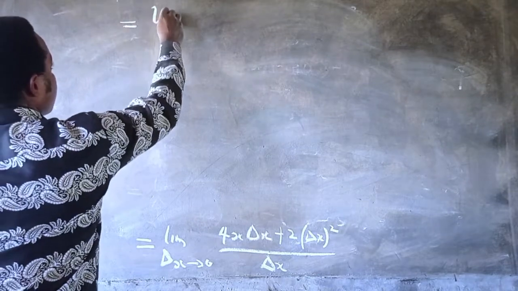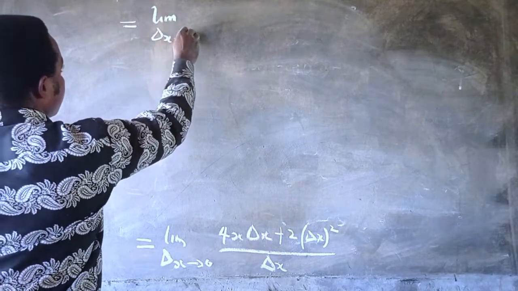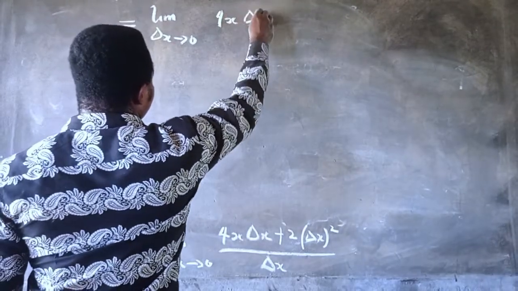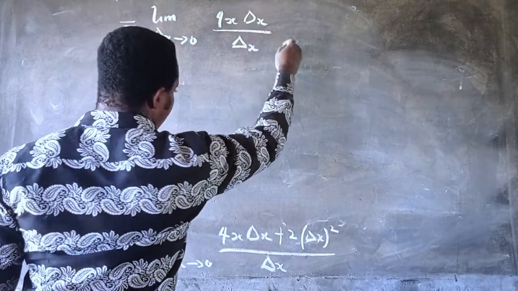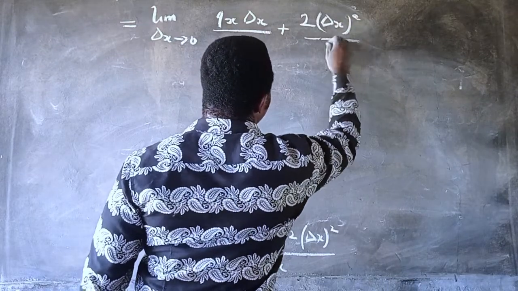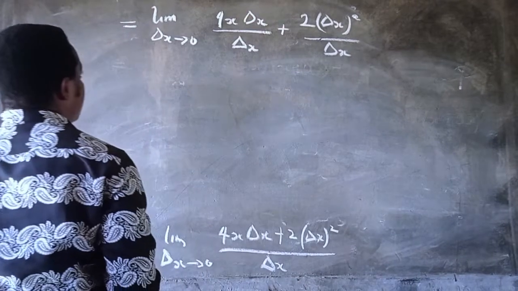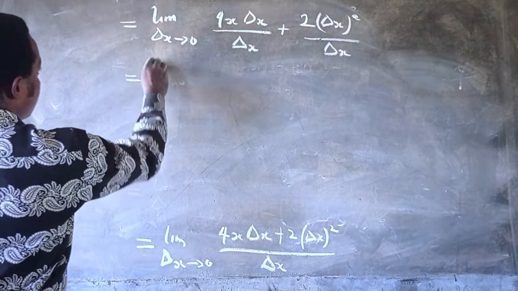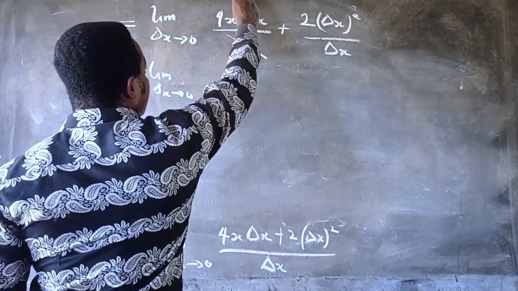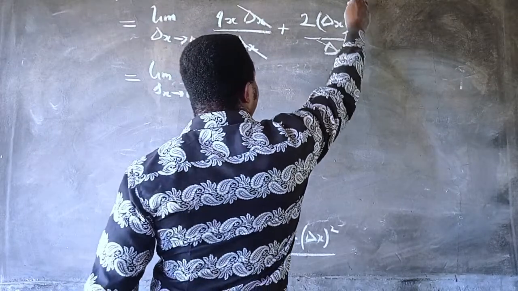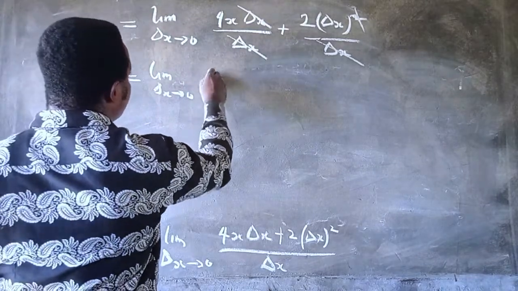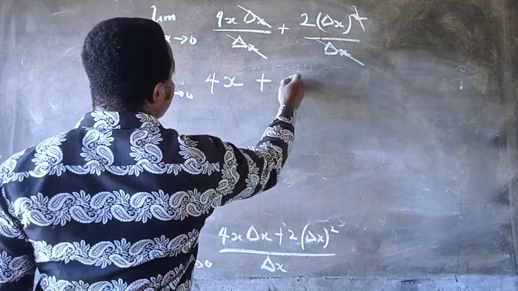So let us simplify this fraction further by splitting it into two smaller fractions. If we express it as the sum of two smaller fractions, this is what we'll have: 2 delta s squared all over delta x. You will agree with me that this is the same as what we have down there. From here, we can cancel out the delta x, and reduce the delta s. We have 4x plus 2 delta x.